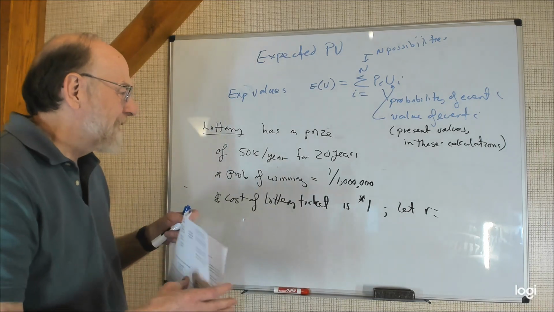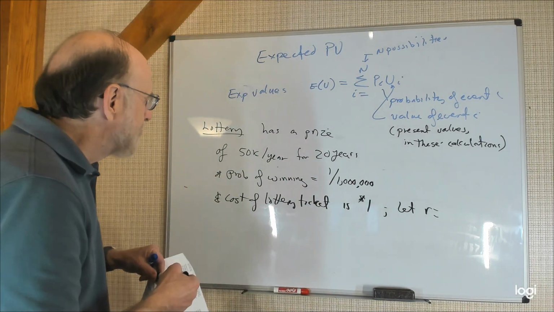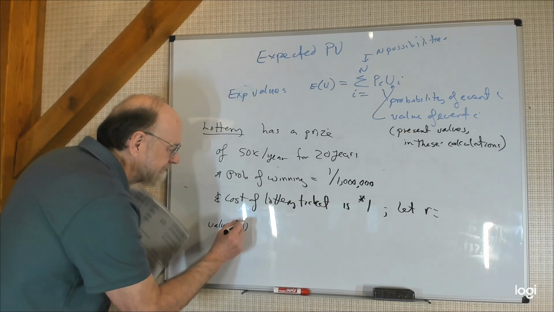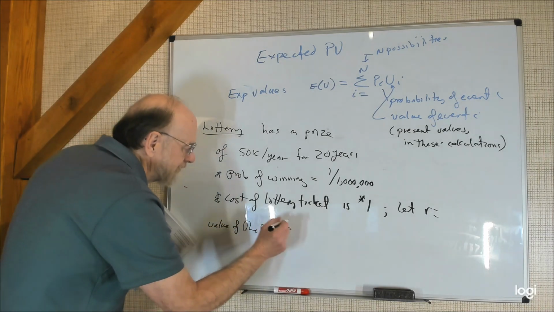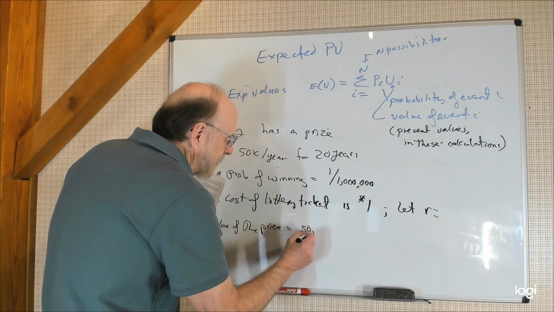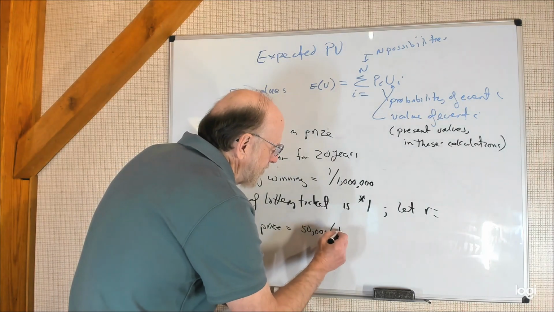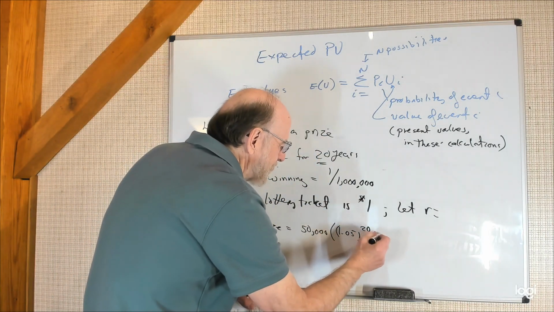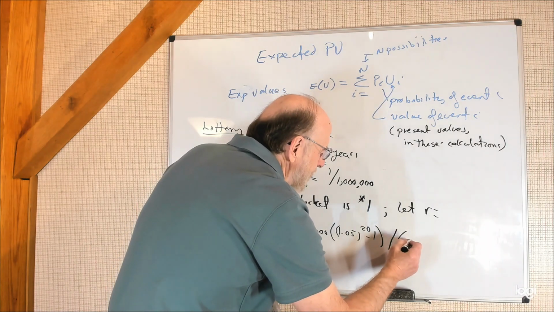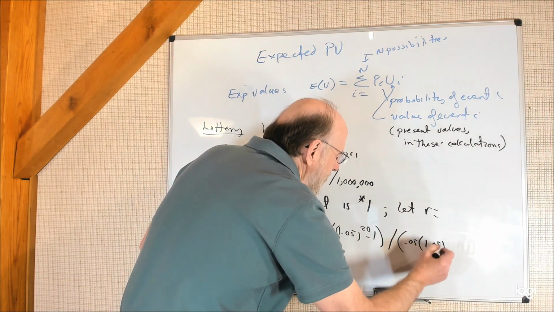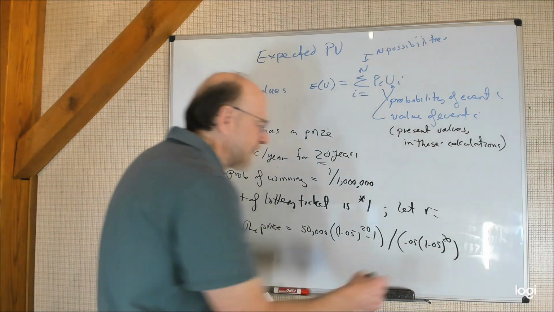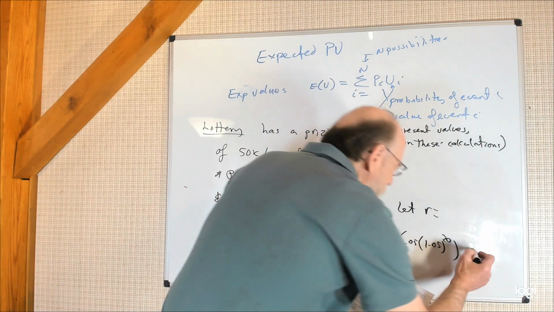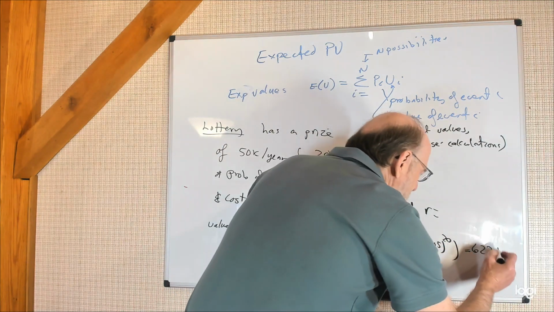Okay, now my numbers. So if we substitute those back into the formula, the value of the prize equals 50,000 times 1.05 to the 20th minus 1, divided by 0.05 times 1.05 to the 20th. And that number is $623,110.52.